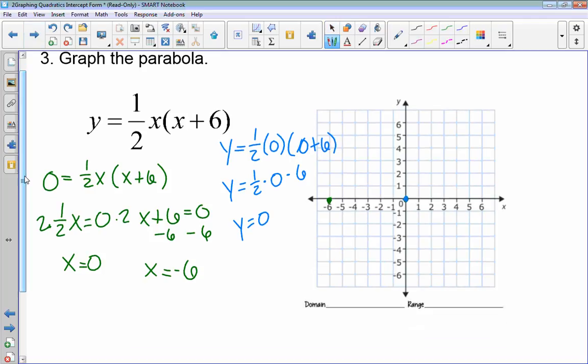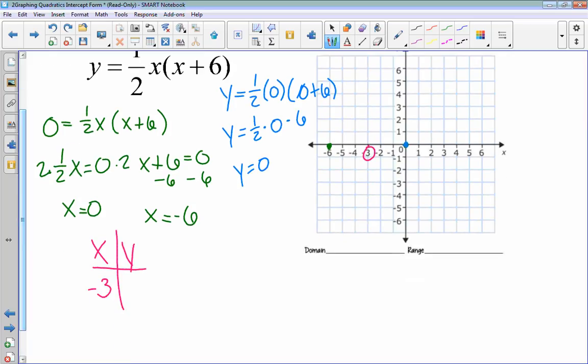Okay? But our table's going to be very simple. In my table, I need an x and a y, and I just have to pick an x between my two x-intercepts. So for this problem, I'm going to choose -3. I feel like it. I could have picked -2, -1, 4, or -4 or -5, but I chose -3. Now to fill in a table, all you do is plug in this x value to your equation. So I'm going to write y equals 1/2 times -3 times -3 plus 6.